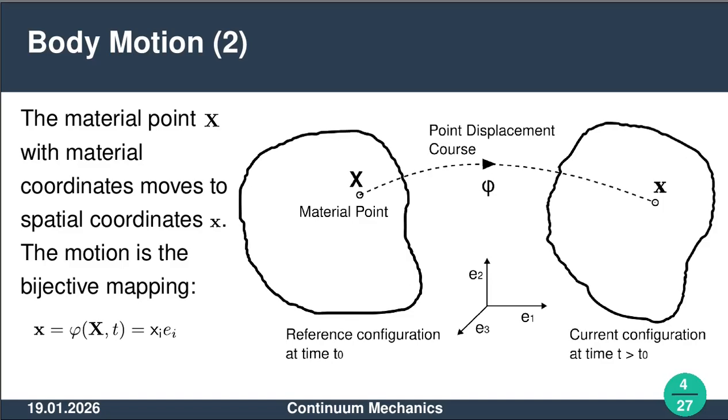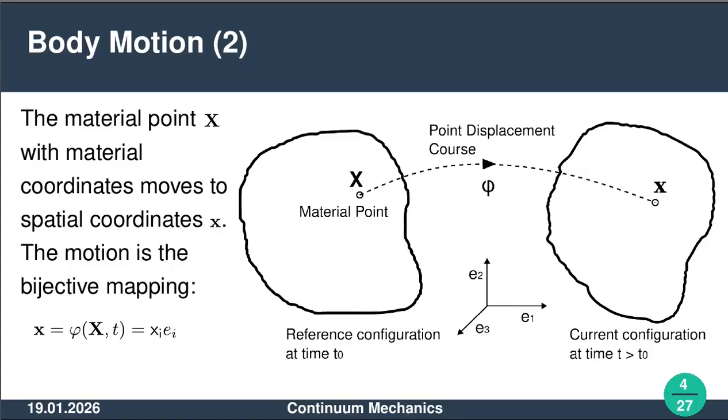The motion is the bijective mapping spatial x equal phi of material X and t.